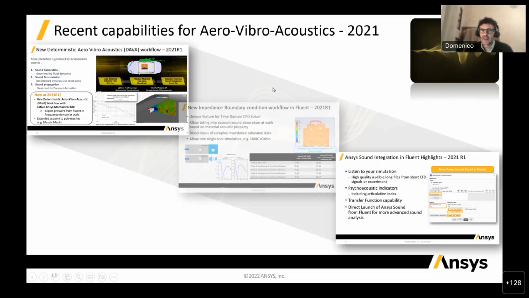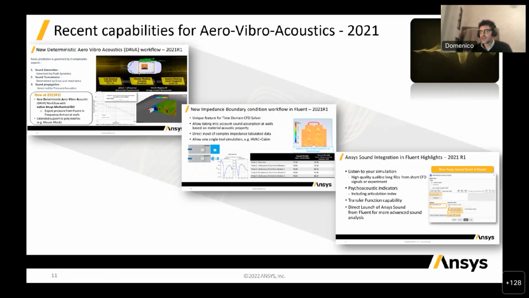Then we have a new impedance boundary condition in Fluent, and this is quite unique for a CFD solver, because we can set impedance boundary conditions. So you can also take into account, let's say, absorption material. Generally, CFD is always done with the hypothesis that the walls are fully rigid, but from an acoustic perspective, this is very often overestimating the noise. And then you can also input data in the same way as you get from the experiment. So you can put basically complex impedance tabulated data.